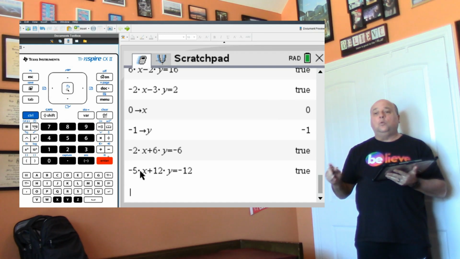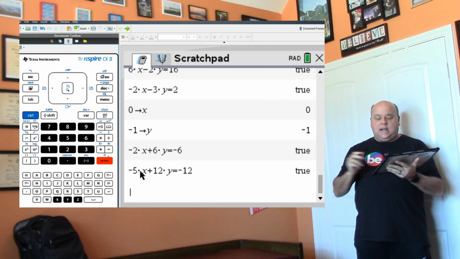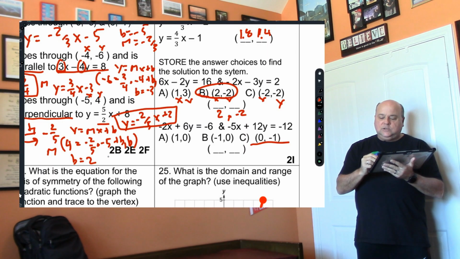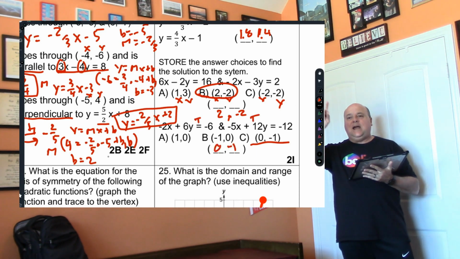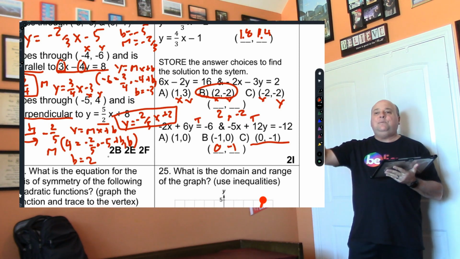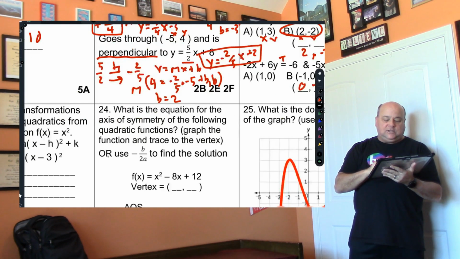So letter C is going to work. The other answer choices would not be true. Okay? So this one right here is going to work. It makes true and true, doesn't it? So you're typing it, you're storing the points, typing the equations, and bam, you're going to get your answer.